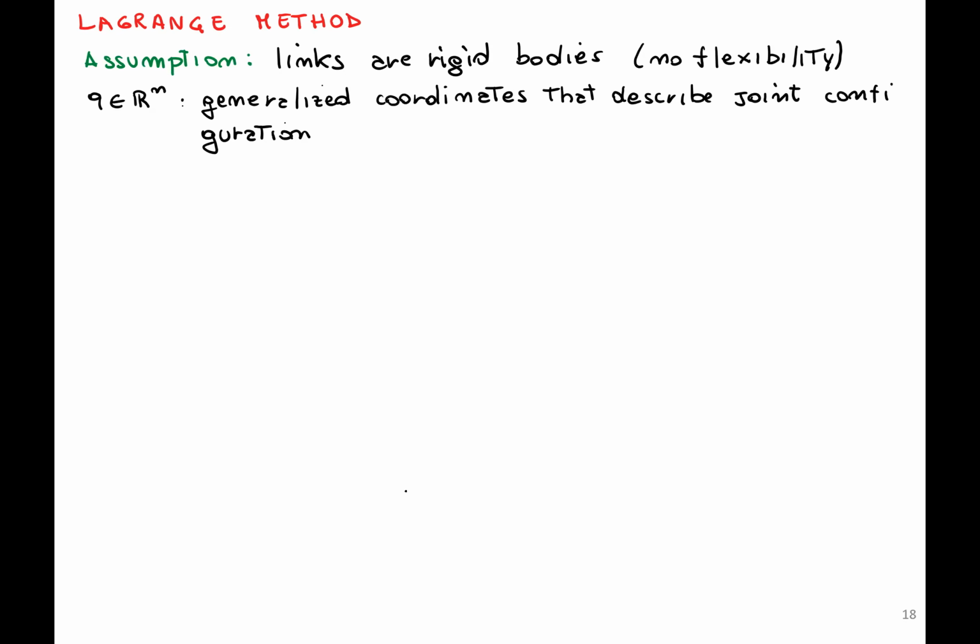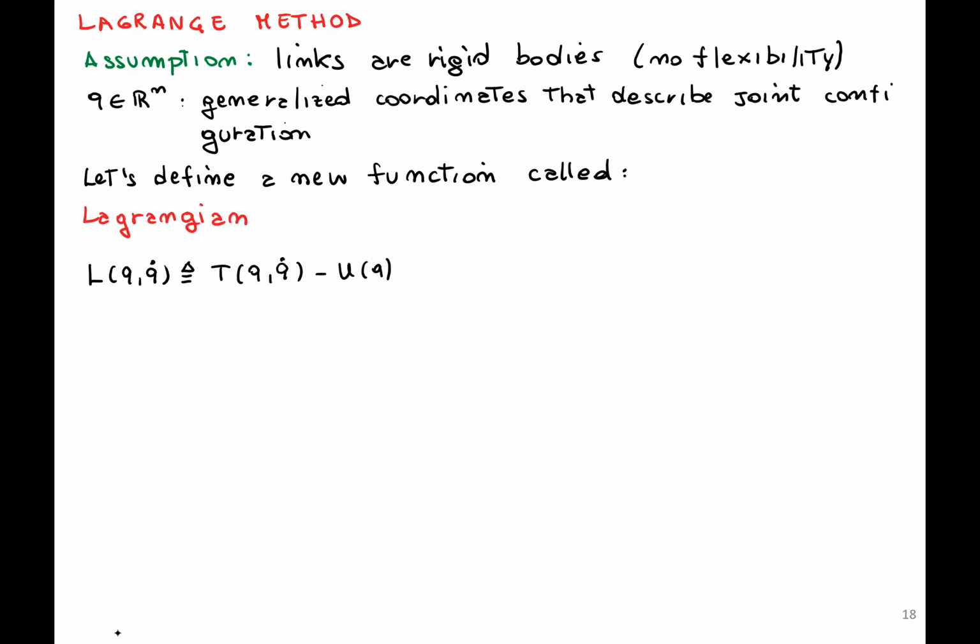Now that we have defined also the potential energy for a rigid body, we can see the Lagrangian method to compute the dynamic model of the robot. Our assumption is that the links are rigid bodies. There is no flexibility. We have a set of generalized coordinates q living in a joint space of dimension n that describe the joint configuration, and we can define a new function that we call the Lagrangian.